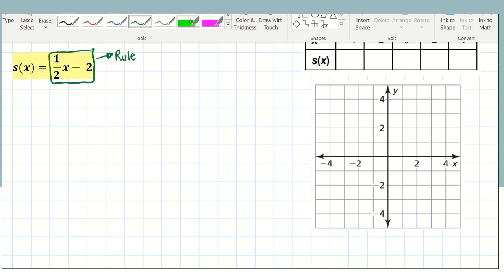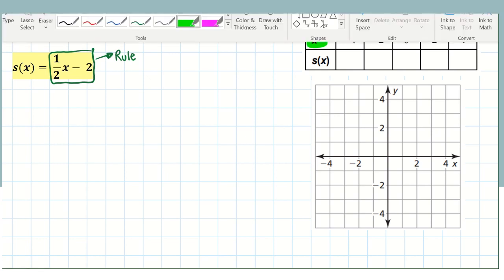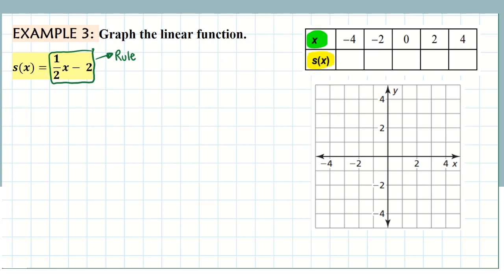So let's look at the table now. Your first row is your input values. Your second row is your output values. So let's look at our inputs. So we have 5 different inputs. That means we're going to have 5 different outputs.